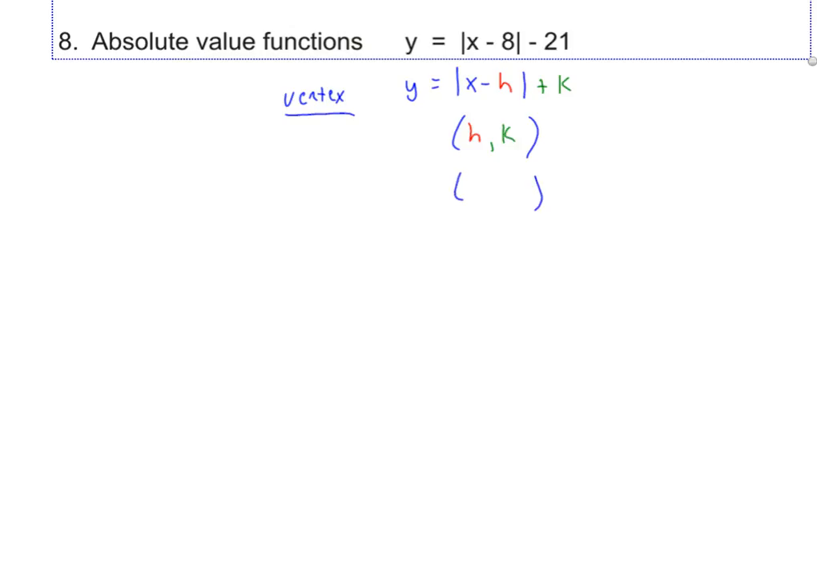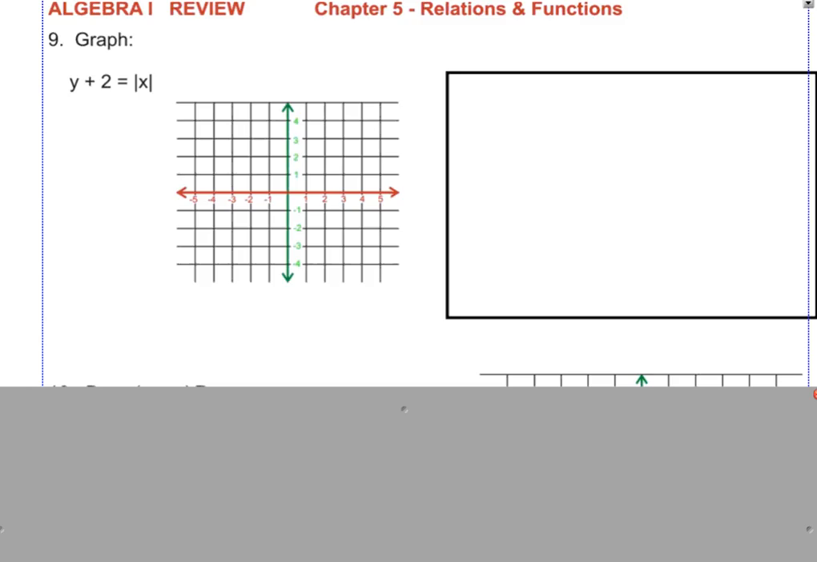So according to this, what is in the spot of the h? And hopefully you say the 8. And what is in the spot of the k? And hopefully you say negative 21. What is the vertex? The point at 8, negative 21. We'll look at a couple more aspects of that on the next example.